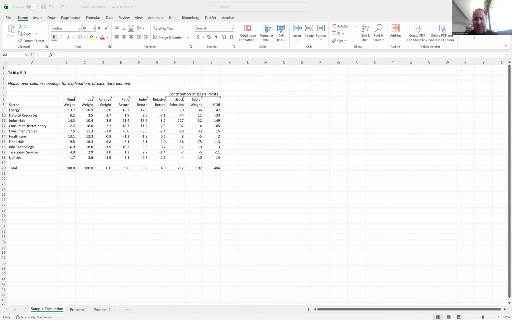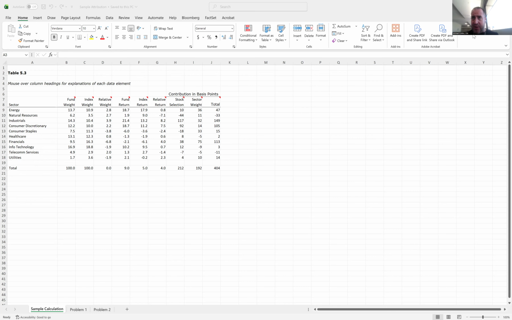So the first page here, we see the sample attribution report. Going from left to right, we have the fund weight, which is how much of a percent of the fund we're looking at is in a certain area of the market, like energy, industrials, tech, etc. Then we have the index weight. The index weight is where we see how much our benchmark holds of that stuff.